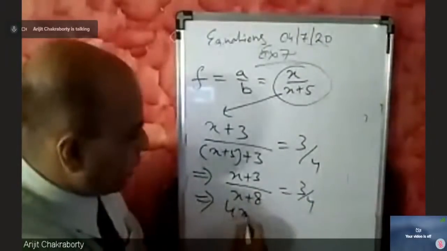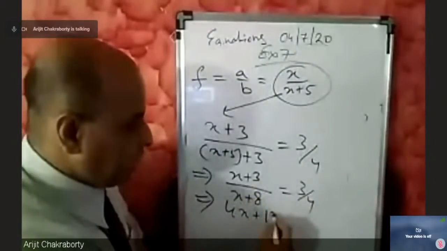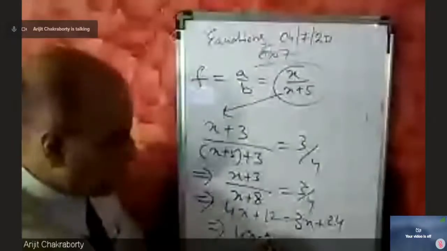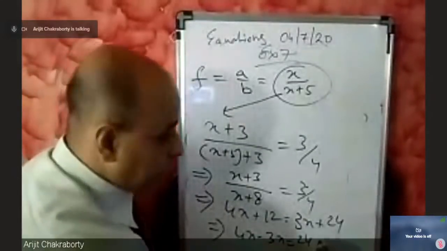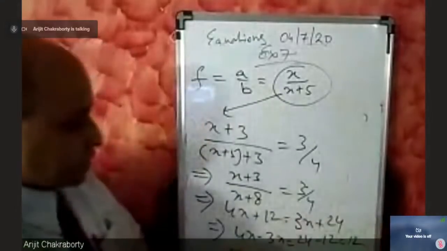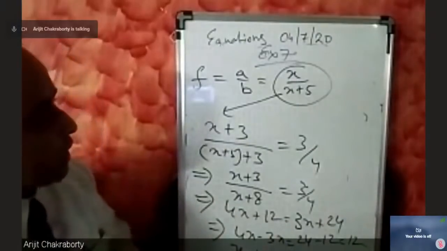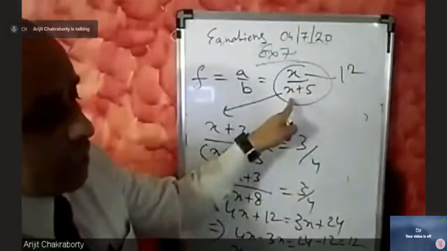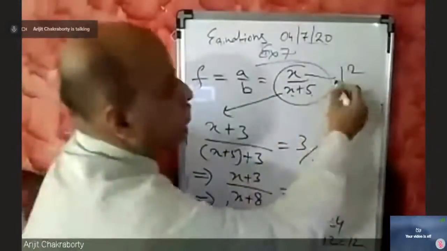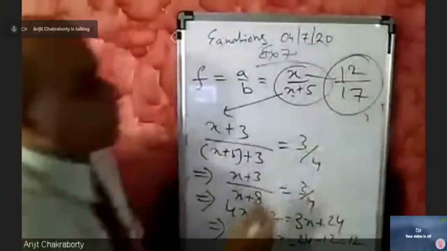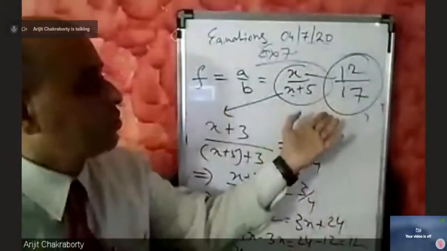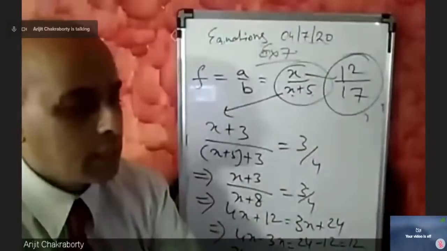So we have 4x plus 4 3s are 12 is equal to 3x plus 24. So by transposing this, we have 4x minus 3x is equal to 24 minus 12, which is 12. So x comes to 12. Now if x is 12, then the numerator is 12. The denominator is x plus 5, that is 12 plus 5, which is 17. Therefore the fraction, the question was, we have to find the fraction, and the solution is 12 by 17. The fraction is 12 by 17.